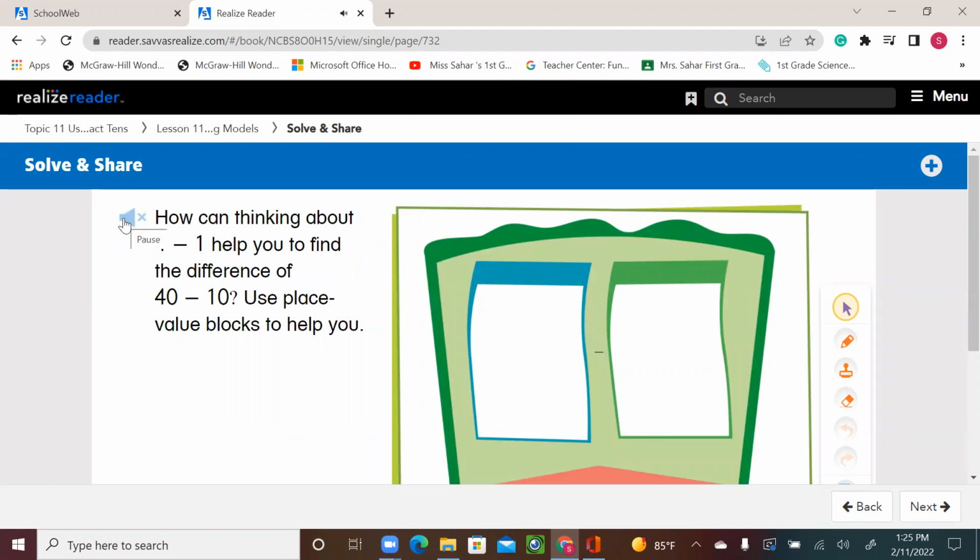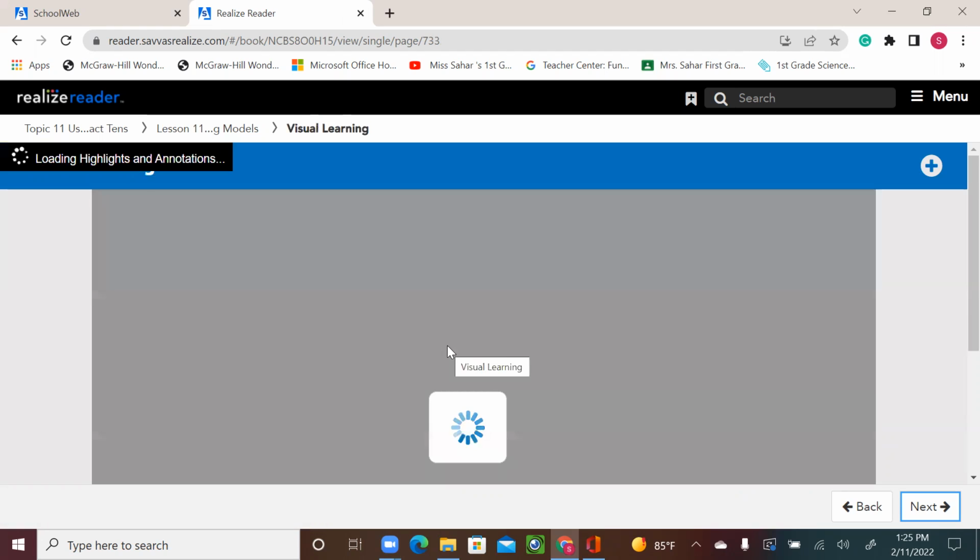How can thinking about 4 minus 1 help you to find the difference of 40 minus 10? Use place value blocks to help you. All right, so let's watch our video and come back for this exercise.